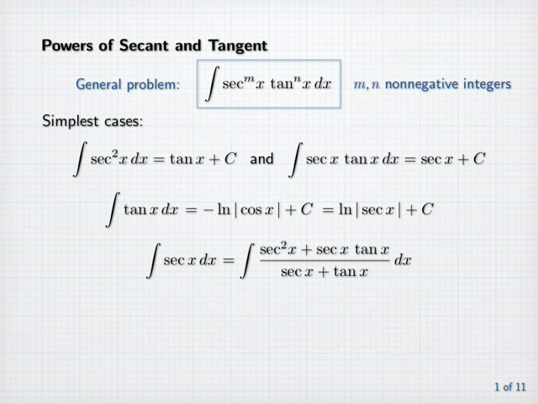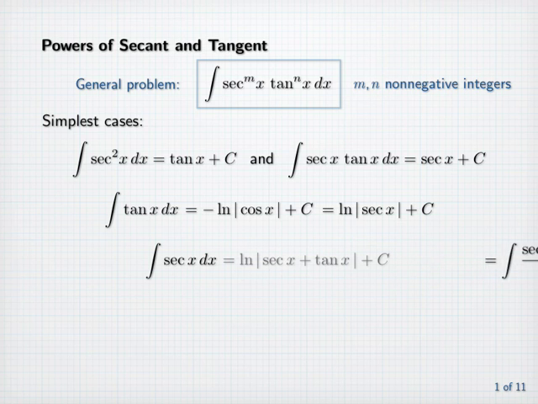So if we substitute u equals secant x plus tangent x, this becomes the integral of du over u, and so we have the natural log of the absolute value of u, where u is secant x plus tangent x. So the indefinite integral of secant x dx is the natural log of the absolute value of secant x plus tangent x plus c. Since we've covered secant squared, what about tangent squared?